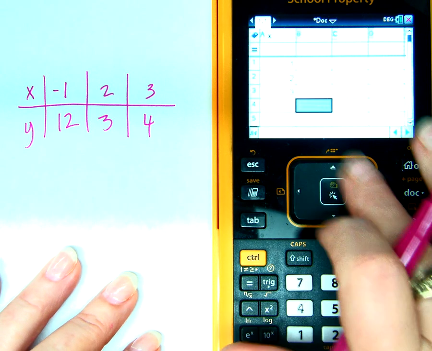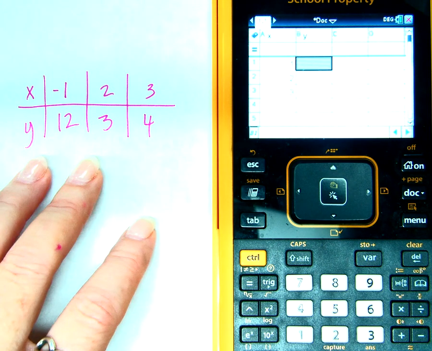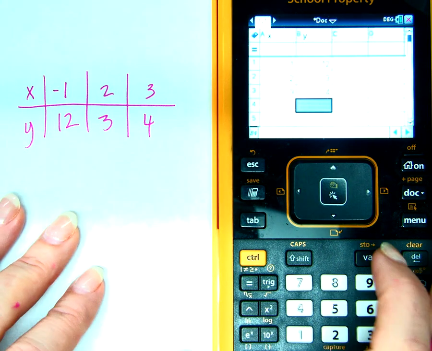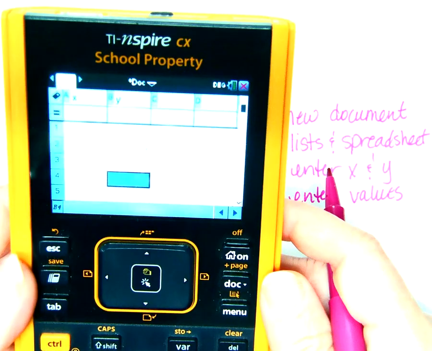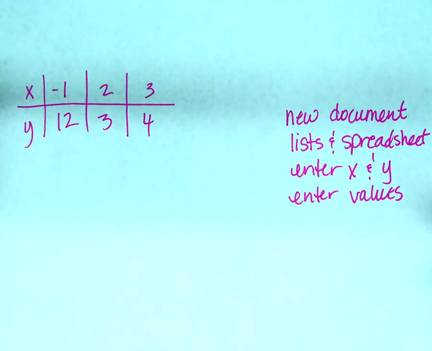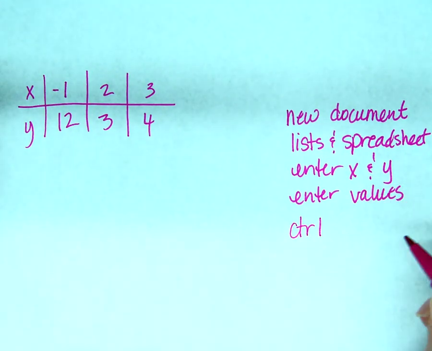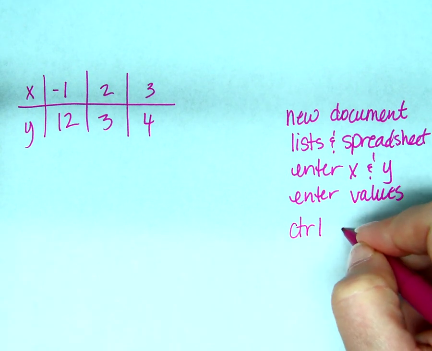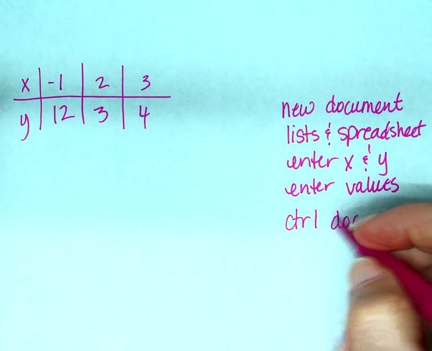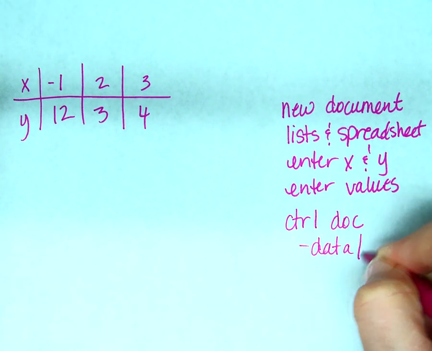And then my Y's are 12, 3, and 4. Okay. Now if I'm doing it the first way I show you, I'm going to hit Control, Doc to add a new page. What kind of page do I want this time? Data and statistics.